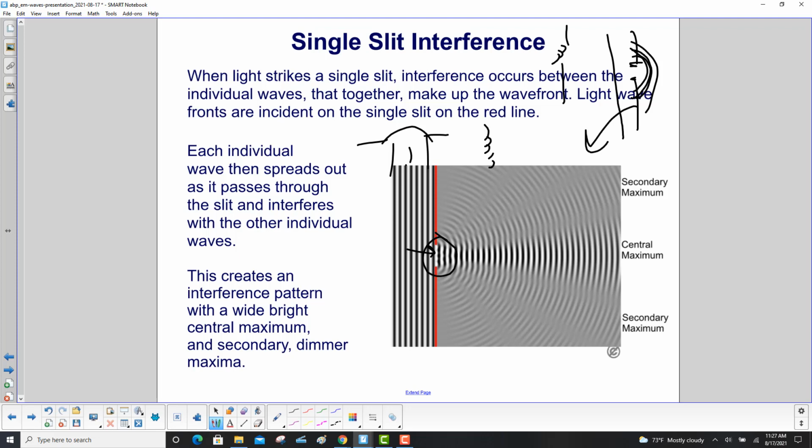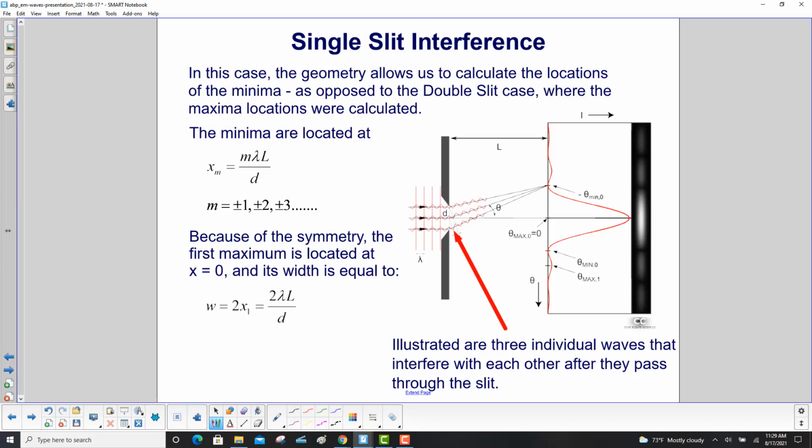This will create an interference pattern with a wide, bright central maximum and secondary dimmer maxima. In this case, the geometry allows us to calculate the locations of the minima, as opposed to the double slit case where the maxima locations were calculated. Now the math's a little above this course, but we'll do that in advanced physics classes. Here's where the minima are located: m lambda L over D, where m is equal to plus or minus 1, plus or minus 2, etc.